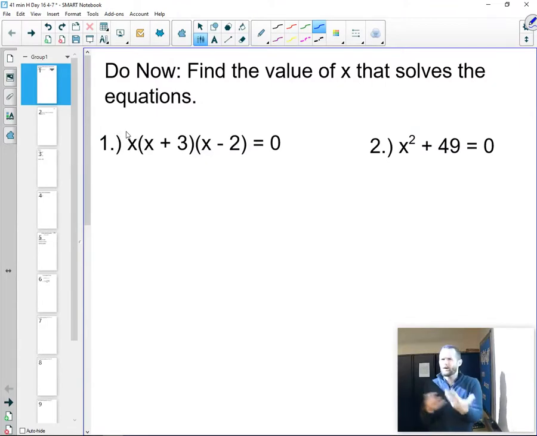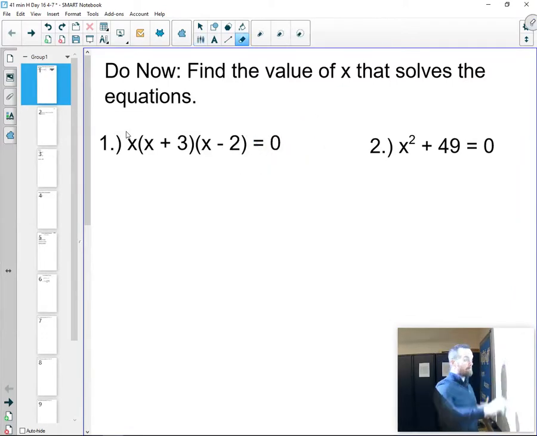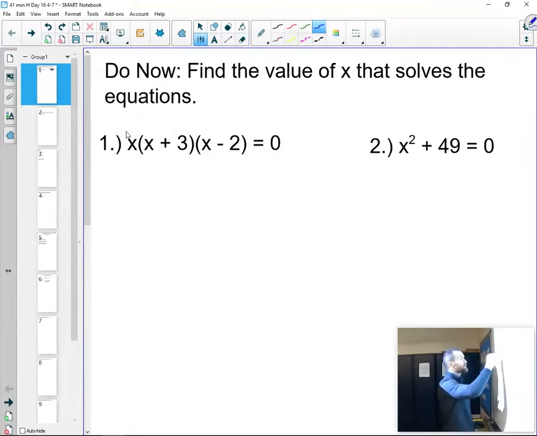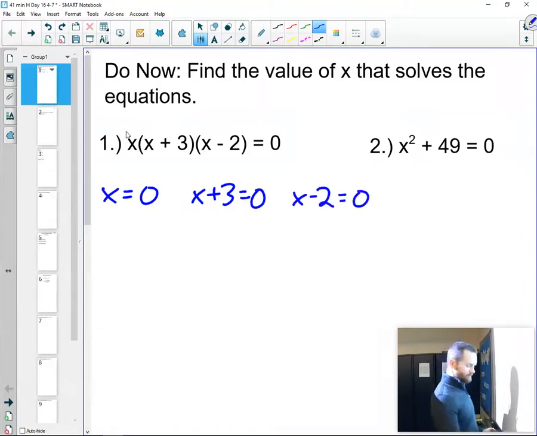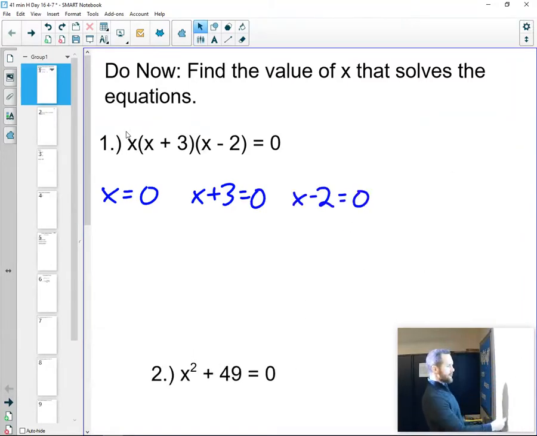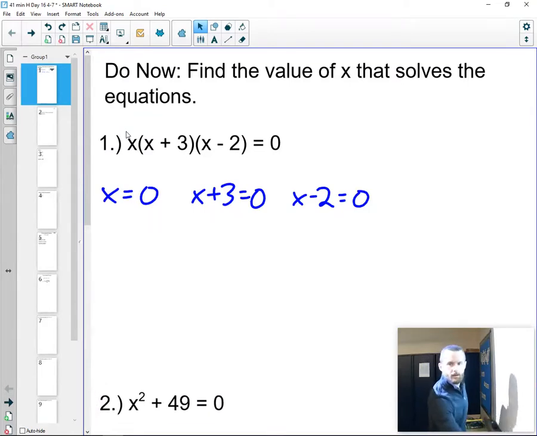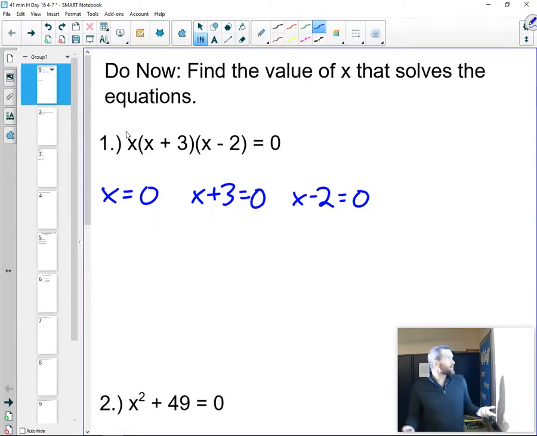Well, no matter how many things we're multiplying together, if the product of them is 0, then one of those things we're multiplying must equal 0. So the first thing, x, could equal 0. The second thing we're multiplying, the x plus 3, could equal 0. Or the last thing we're multiplying, x minus 2, that can equal 0. Move number 2 down here to get a little bit more space. And now we just solve our 3 equations.